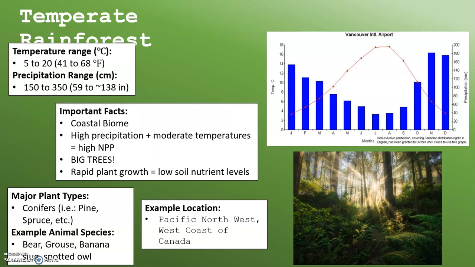And very important, it's a coastal biome. It can only be a coastal biome. It has rocky, acidic soils, and the oceans moderate those temperatures and provide water vapor for that precipitation. It has high net primary productivity, very big trees if we think of those redwoods, and rapid plant growth equals low soil nutrient levels. Sort of any of our rainforests has that. All the nutrients are up in the actual living plant matter. Humans impact it through logging, mills, and then coastal fisheries, recreation, and tourism.